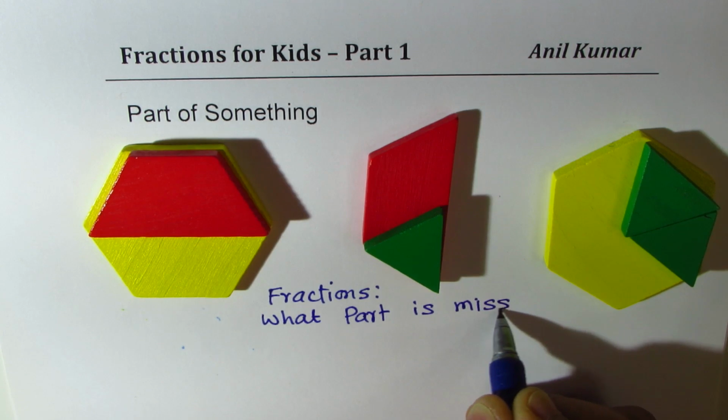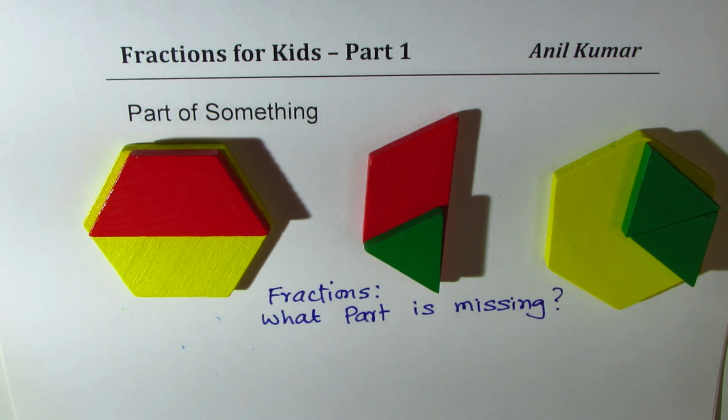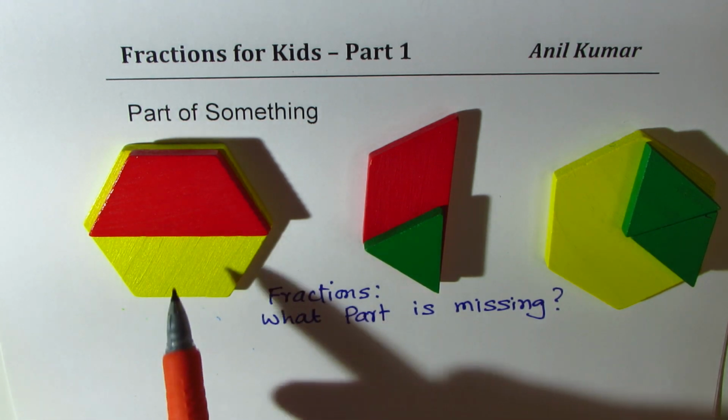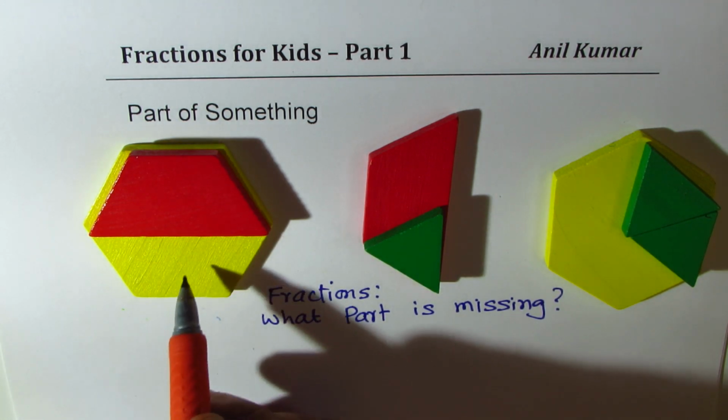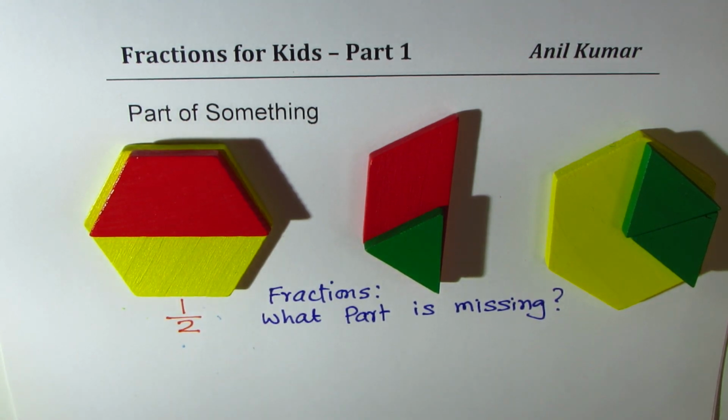Take your time and write down the answer. What part is missing in all the 3 cases, right? So let's begin. I hope you got your answers by now. So in the first case, we divided into 2 equal parts. 1 part is missing. So 1 out of 2 is missing.